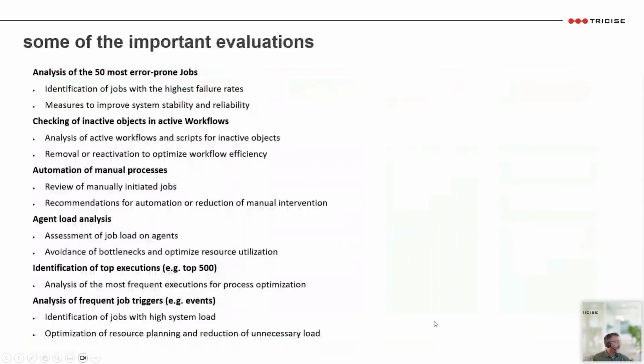Some of the most interesting evaluations are analysis of the 50 or 100 most error-prone jobs. Is there a job that fails 90% of the time and only 10% will lead to an ended okay status? So let's discuss, let's find out what is the reason for this.